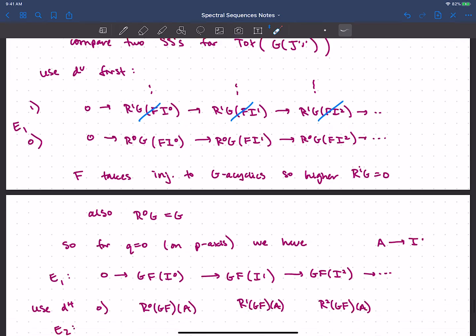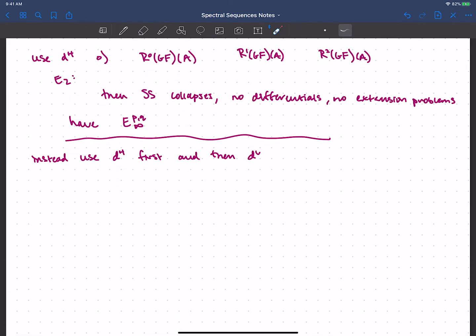Okay, so at long last, let me write that down. We end up with our E2 page. It's sort of awkward to describe the middle stages, but when we get to E2, we've just done the right-derived functors for G to the right-derived functors for F of A. And that happened because this was a proper injective resolution. So that was really key here.